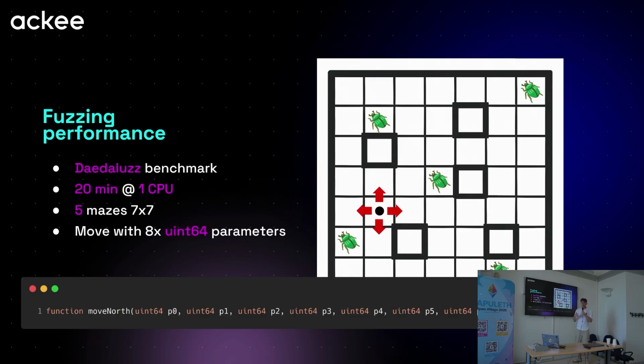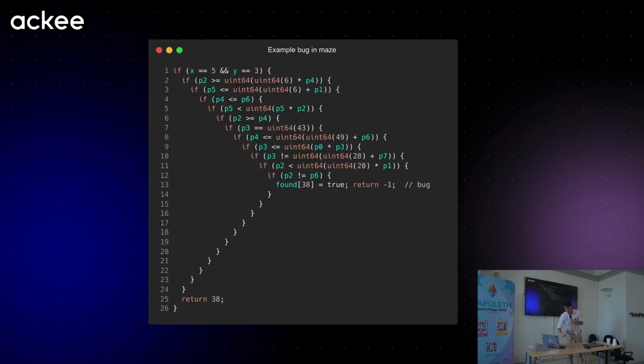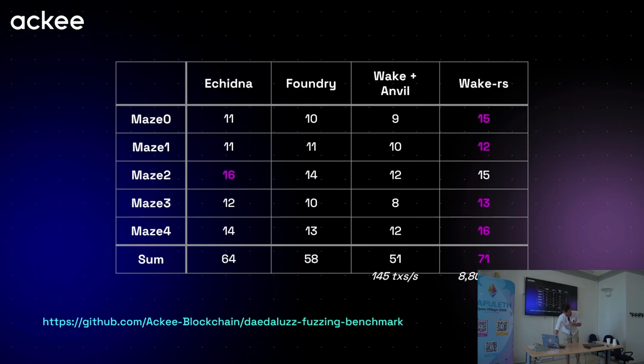To decide if, for example, this bug has been found, the fuzzer needs to be in field x equals 5 and epsilon equals 3, and it also needs to choose these 8 parameters that can pass all the checks. Okay. Here you can see the results, compared with Echidna and with Anvil.